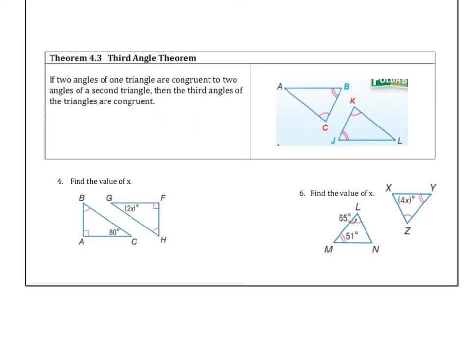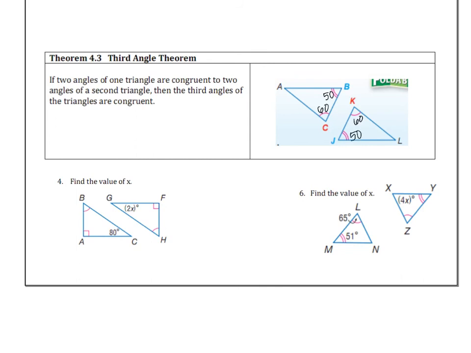The third angle theorem. If two angles of one triangle are congruent to two angles of a second triangle, then the third angles have to be congruent. Think about this picture over here on the right. Let's say this angle right here is 60, and let's say this angle right here is 50. Well, since the 60 is one curve, this one would also be 60, and since the 50 is two curves, this one would also be 50.